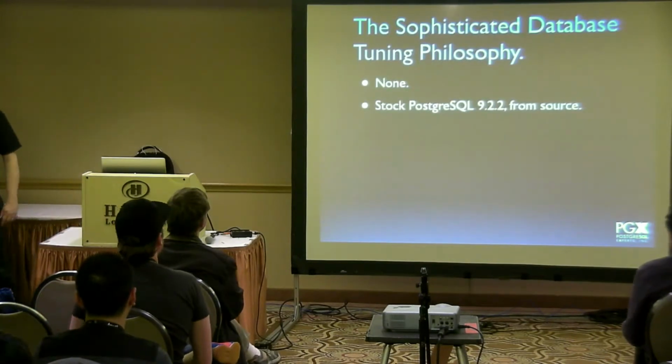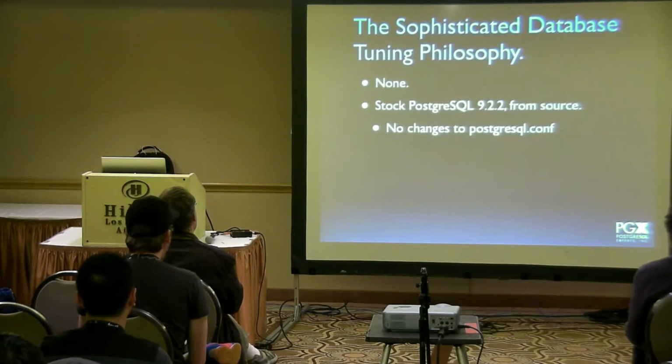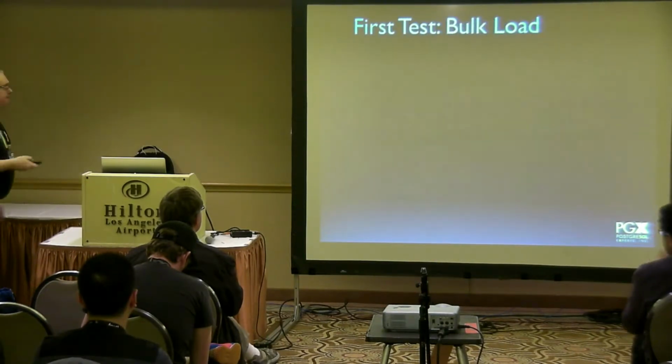My sophisticated database tuning technology was that I didn't do any. It's stock PostgreSQL 9.2.2, built from source. I didn't even touch postgresql.conf. It's exactly as it's installed. Stock MongoDB 2.2, which is a little less radical, because you're not supposed to configure Mongo. Just fire it up and let it go.